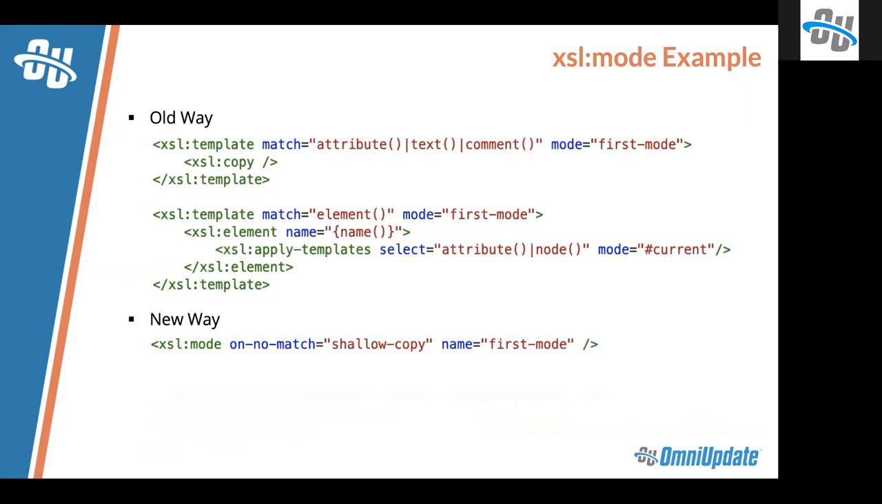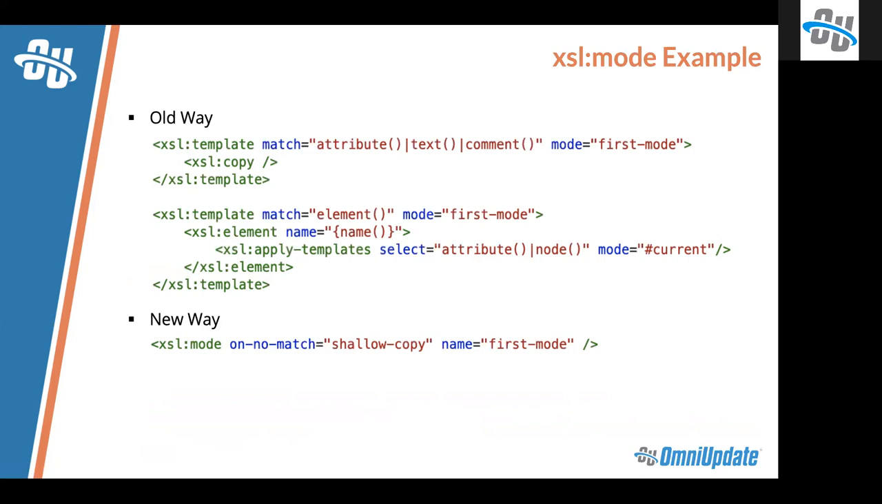The second one is a match on the element with the same mode of first mode. Then we are recreating the element with the same element. So if it was a paragraph, a heading, a UL or LI, we would just apply templates to the attribute and the node, giving this very nice shorthand of #current, which is basically first mode. That's an implied first mode.